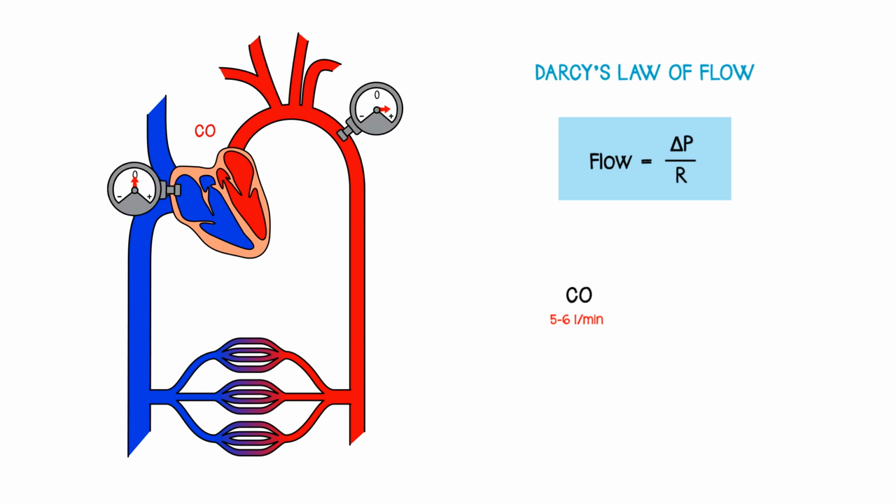Delta P is our pressure gradient, and we can write that now as mean arterial pressure, the pressure at the beginning, minus right atrial pressure, which is the pressure at the end. There's our pressure gradient. And then the resistance is the resistance of all of the blood vessels in between the two. And we would call that total peripheral resistance, or TPR. So here's Darcy's law of flow referred to the cardiovascular system. Cardiac output equals mean arterial pressure minus right atrial pressure divided by total peripheral resistance.